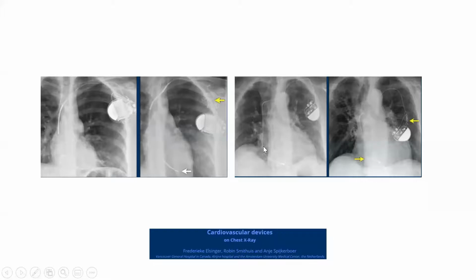Now this is a patient after ICD insertion, and this is the same patient a few months or few days later. So again, the generator went down, pulled away from its original site, and there is coiling and winding of the leads, and the leads have gone up. So what is this? This is called Twiddler syndrome.